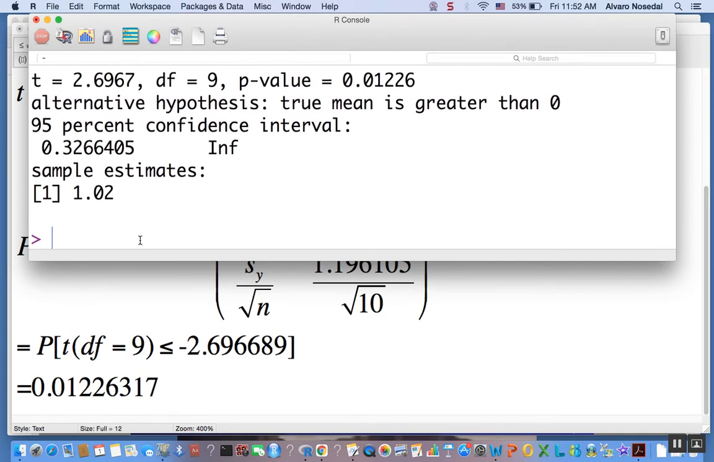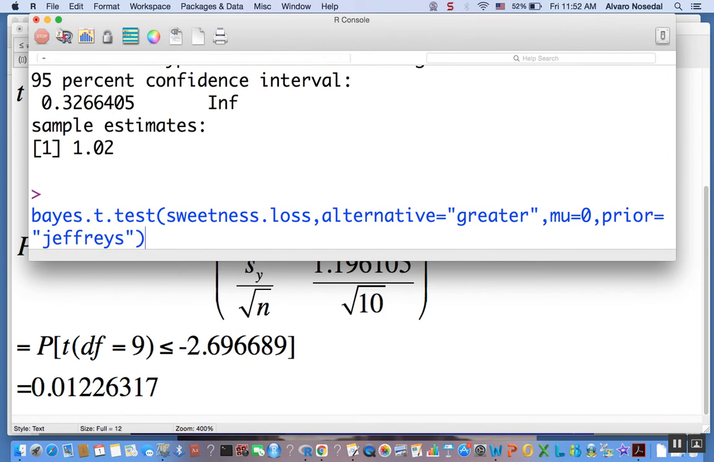Now, one more thing. Say that now that you have carried out your hypothesis test, you conclude that there's a positive sweetness loss. But now you want to estimate that average sweetness loss. So the next step would be finding a credible interval. So let's find a 95% credible interval for mu, the average sweetness loss. Doing this using that function base.t.test is really simple. Let me show you what we need. What we need is our data.